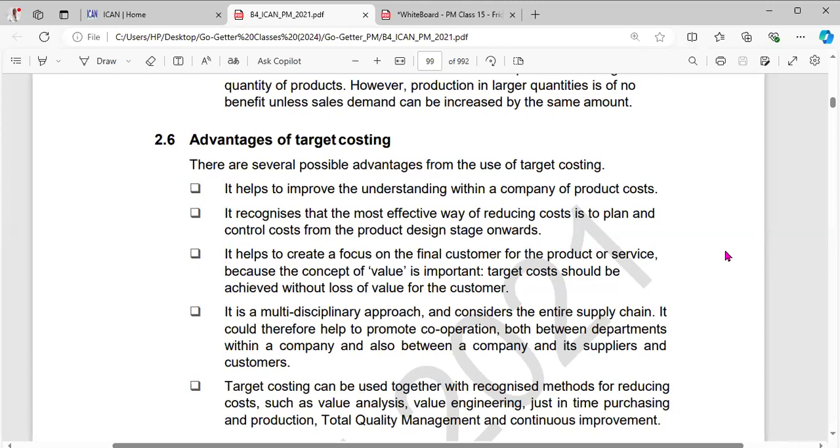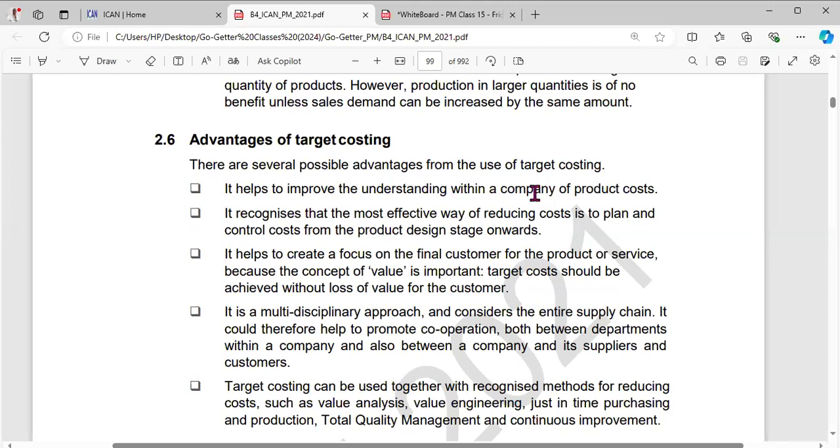Then we have another advantage of recognizing the most effective way of reducing costs, and that is it helps you to plan and control costs from the product design stage. So you don't have to just make your product first and then start thinking of how to cut costs, future costs or other costs. Before you even make the actual product, while you are designing it, you are recognizing how you can effectively reduce your cost.